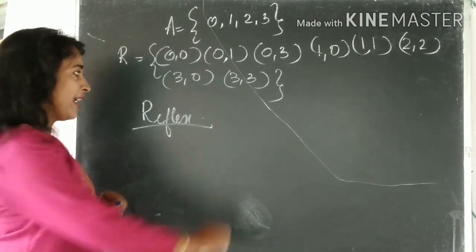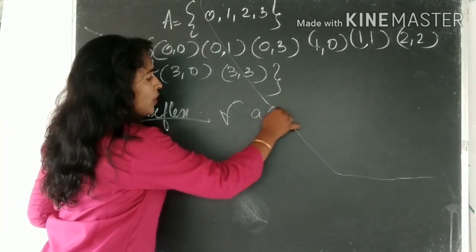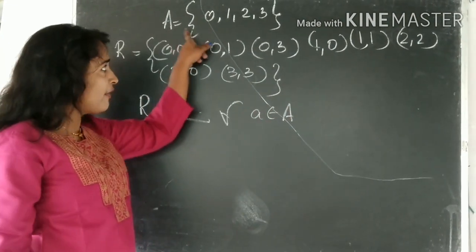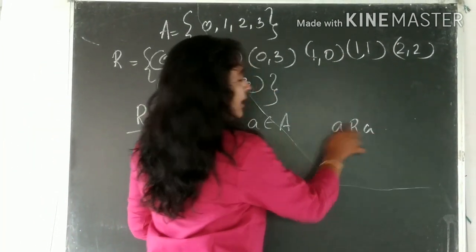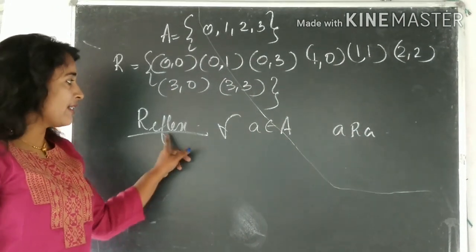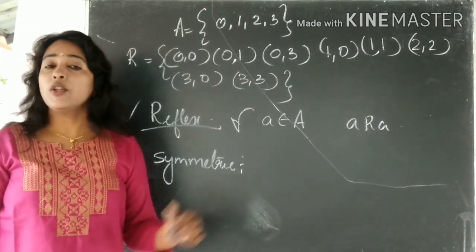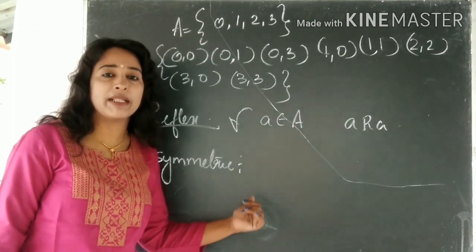So here you can say for all a belonging to the set A, representing each and every element of the set A, you found that a is related to a itself. Hence it is reflexive. Now you are going to prove symmetric.